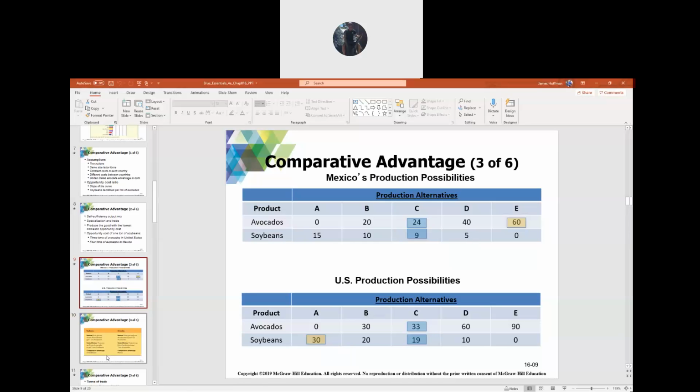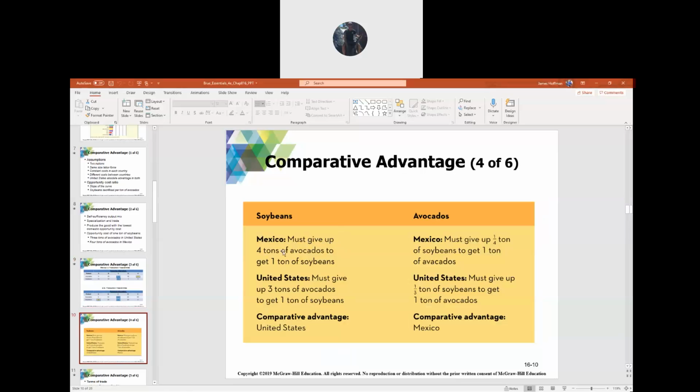Essentially, Mexico must give up 4 tons of avocados to get 1 ton of soybeans. So if they want to get 1 ton of soybeans, they give up 4 avocados. Now the U.S. to get 1 ton of soybeans, they only give up 3. So it's a little tricky at first, but you want to look for the country that gives up the least. All right, so just in literal terms. So the U.S.